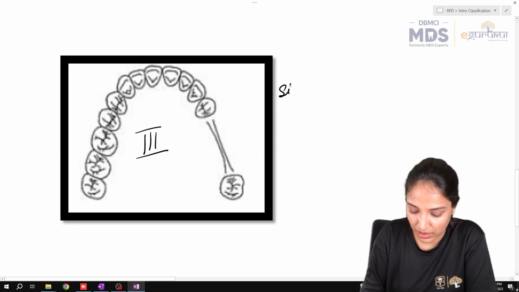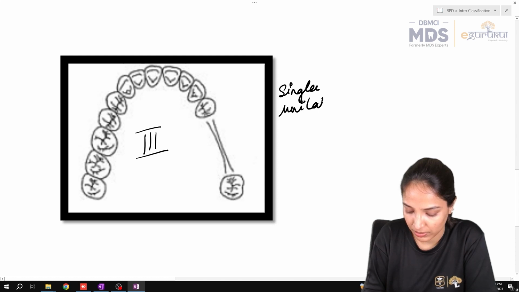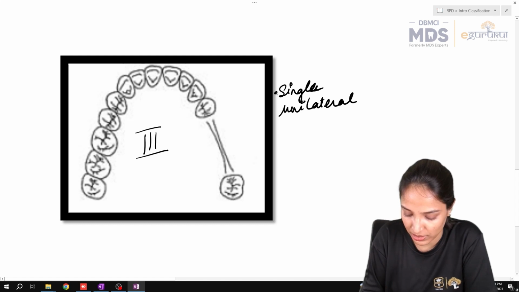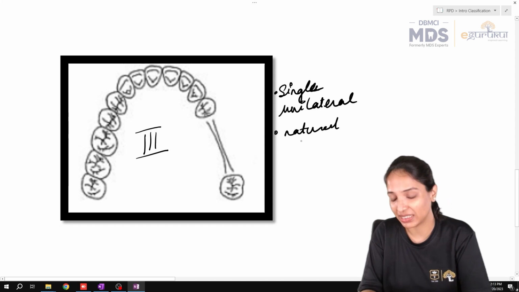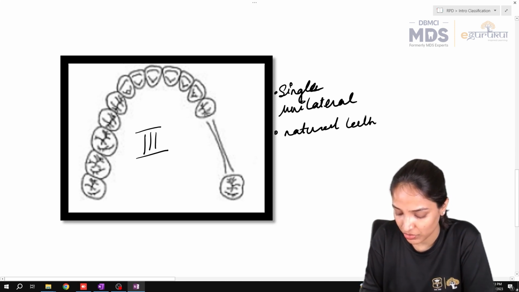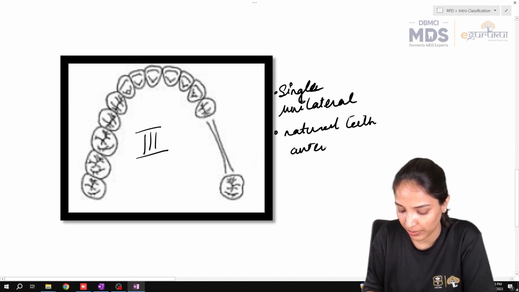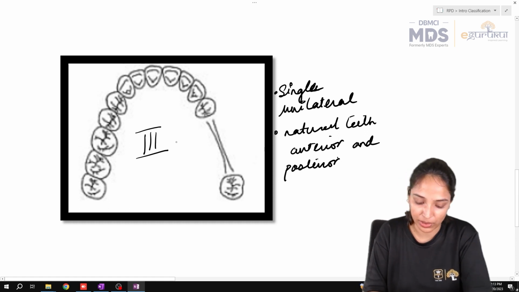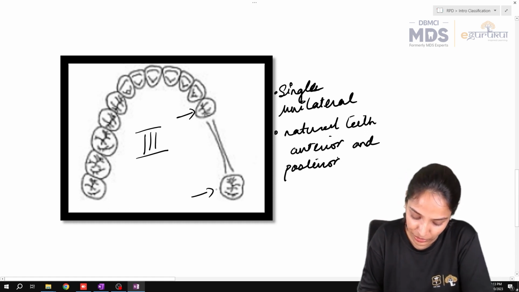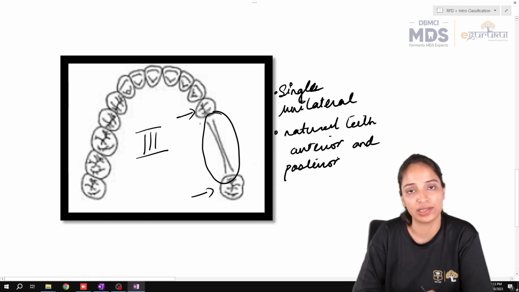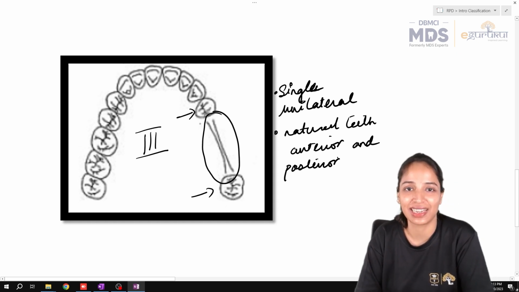What is Kennedy's class 3 situation? It is a single unilateral edentulous area with natural teeth located both anterior and posterior to it. So natural teeth are located both anteriorly here and posteriorly, and they are binding the edentulous area. That is called a Kennedy's class 3.